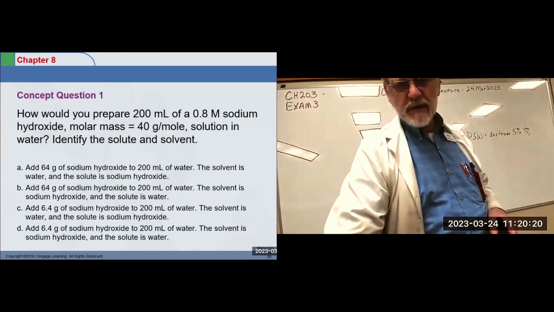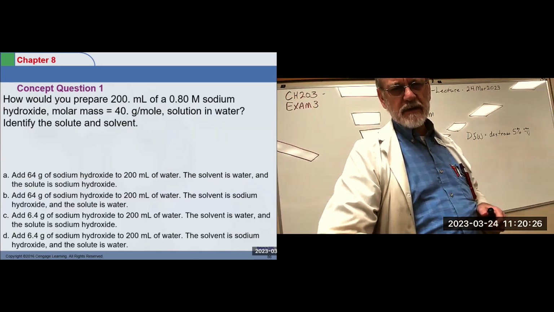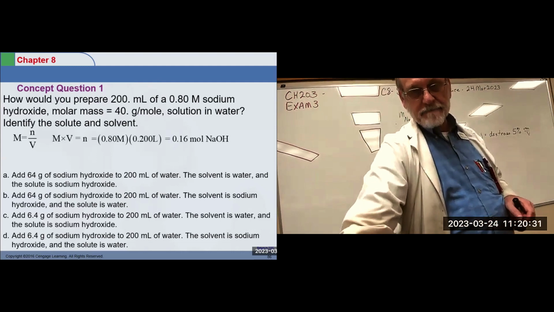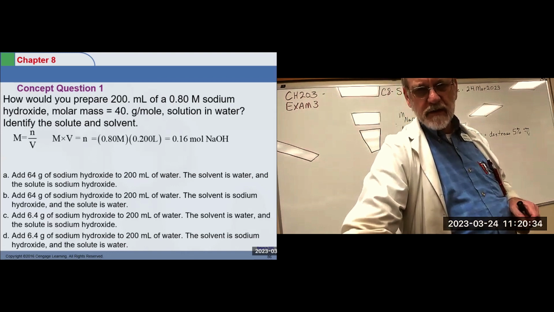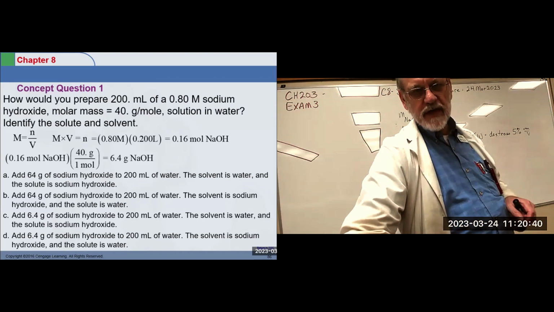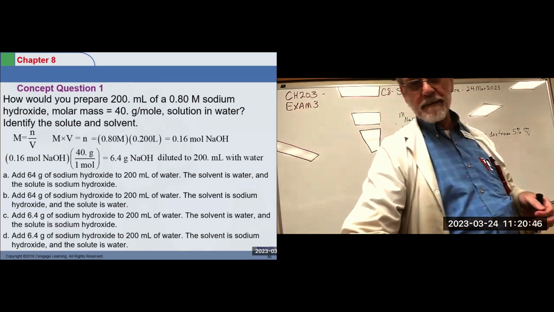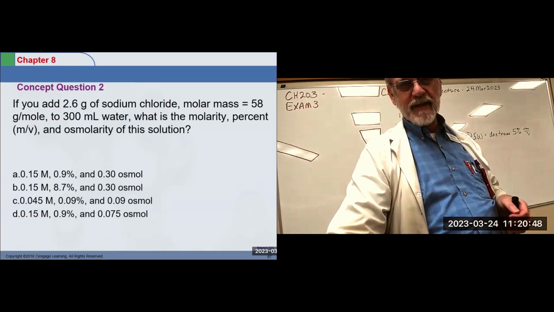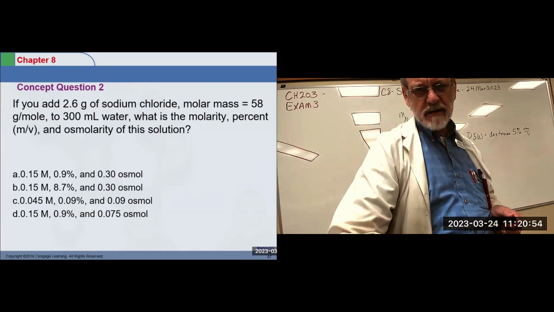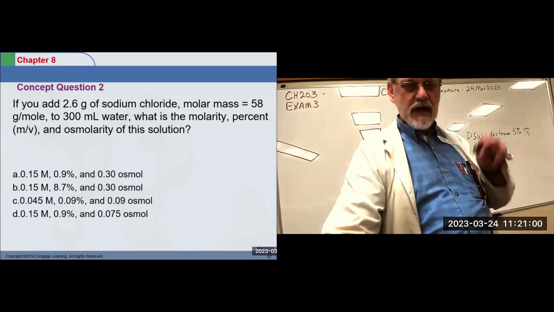All right, so we have run out of time. I'm going to have to skip these concept questions. Let's see, does it work them out? Yeah, we get some worked out here. So what do we need to do? Identify the solute and solvent first, and then do the calculations to find out what the concentration of sodium hydroxide is in this situation. And then this one is interested in the molarity, the percent mass to volume, and the osmolarity of this solution. So you calculate each of those three.